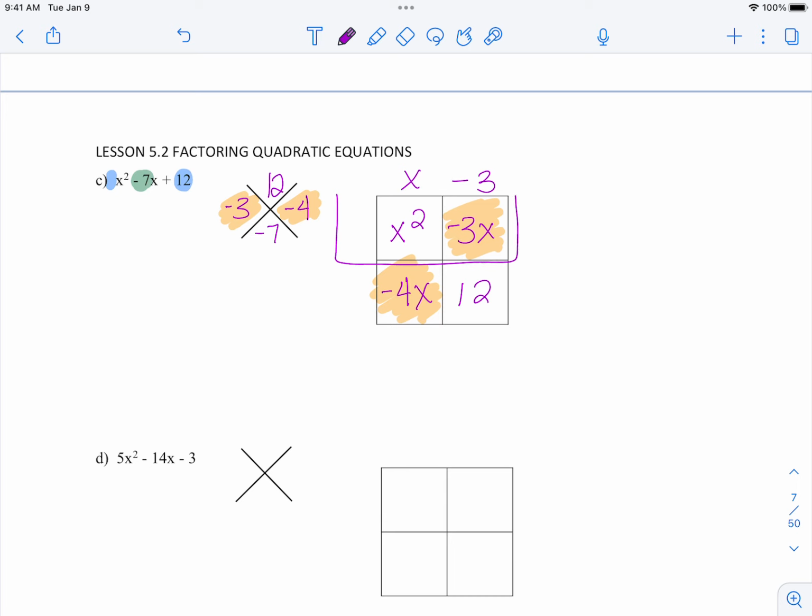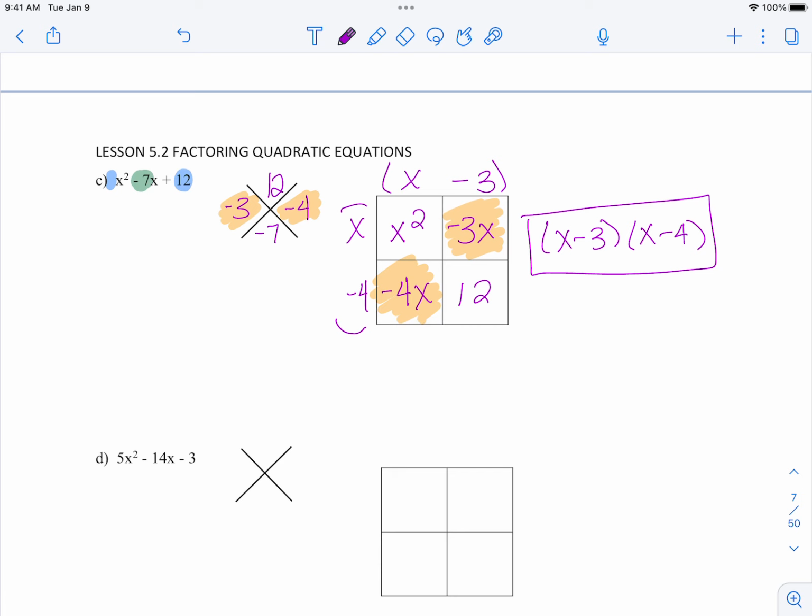Then our row, x squared minus 3x, the GCF is x. And our second row, I have negative 4x and 12, so the GCF is going to be negative 4. Again, you're going to take out a negative when you see a negative number first, because you always want inside the parentheses to have a positive number at the beginning. So if the first number you see is negative, you'll take out the negative sign. All right, put our parentheses around here, and our factors are x minus 3 times x minus 4.